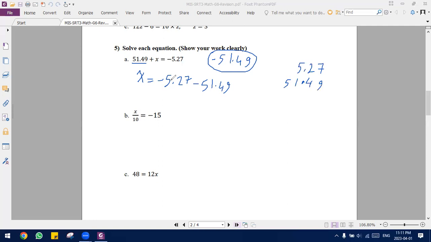Since they have the same sign, minus, minus, I need to add them. Now let's add them. 7 and 9, 16. 6, we carry 1. 4 and 2, 6 and 1, 7. We place the decimal point now. 5, 1, 6. And then 5. So x equal to 56.76. Now this is bigger. We take the sign of it, it's minus. So x equal to minus 56.76.